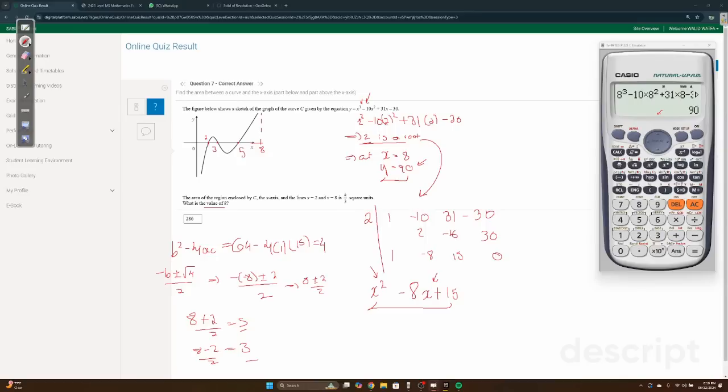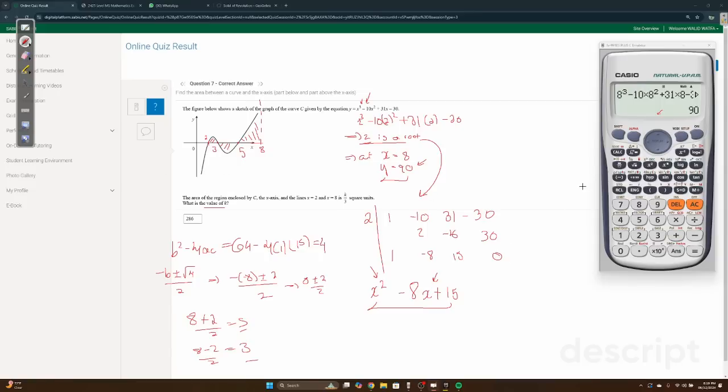We need to find all of these areas, okay? So we need this, and we need this. Okay? Let's see. From 2 to 3. So we're going to integrate our function from 2 to 3. We're going to integrate from 3 to 5. And then we're going to integrate from 5 to 8. Okay? It's a very long question.